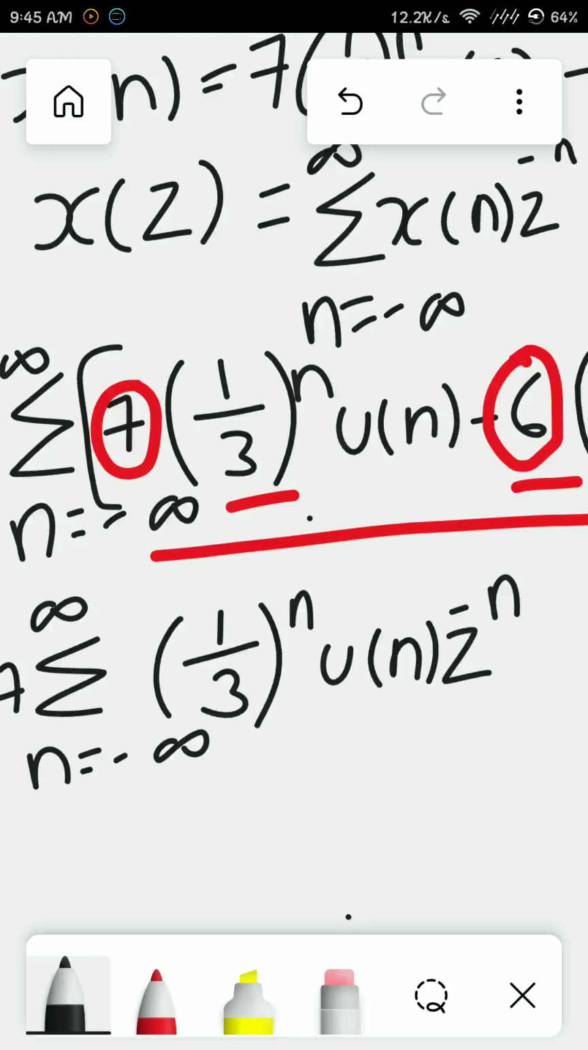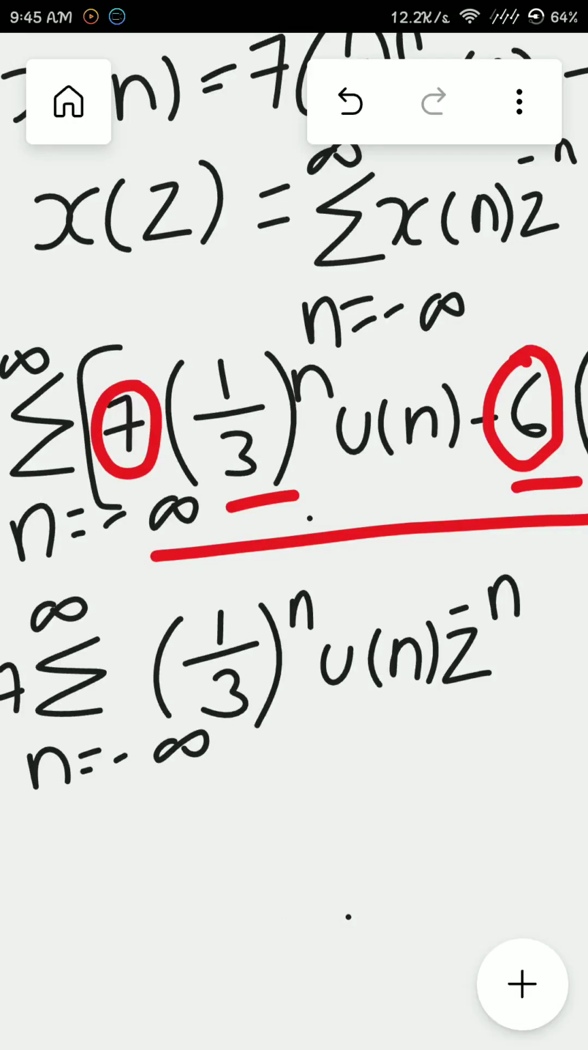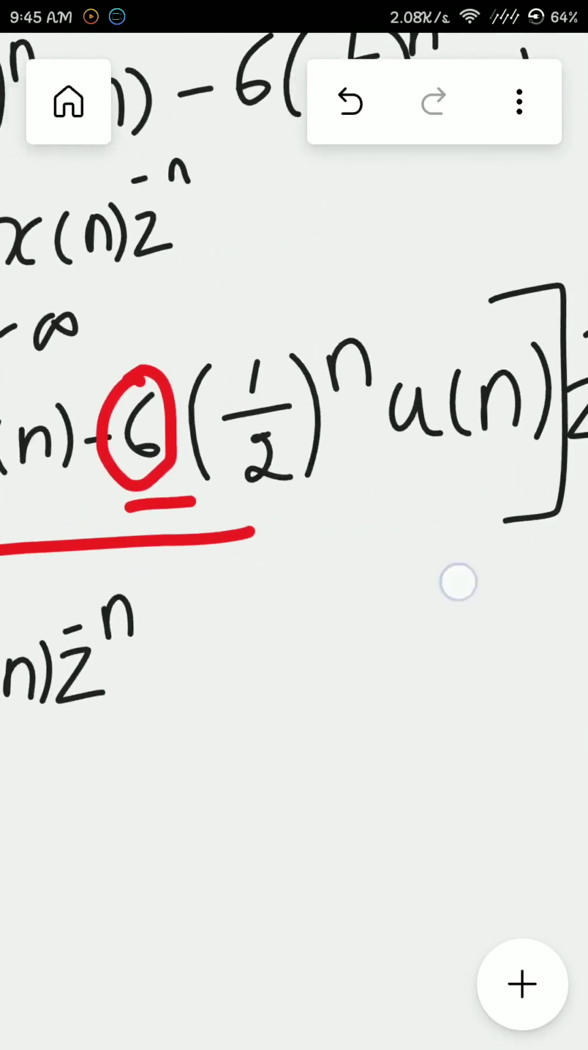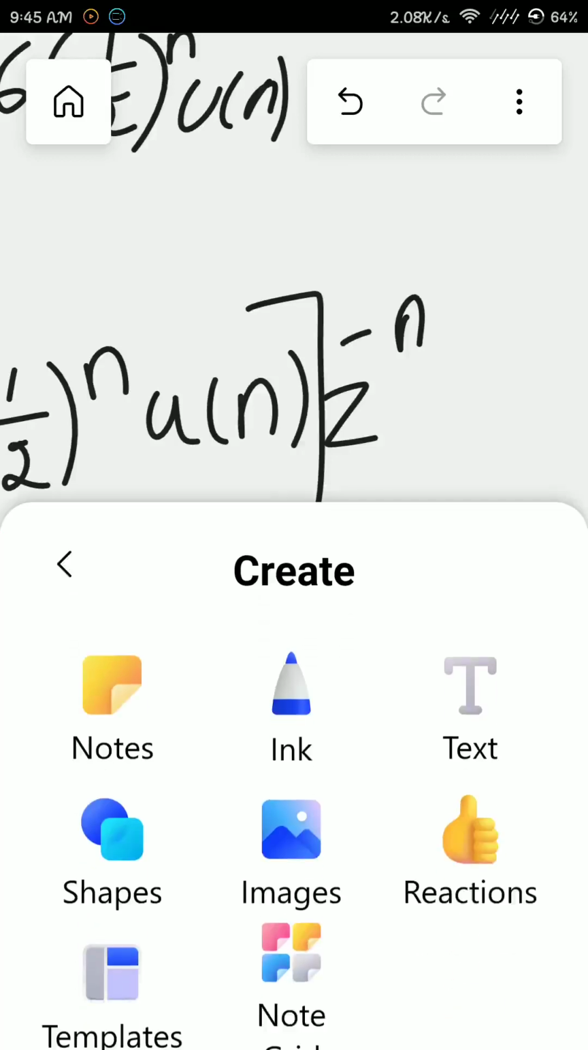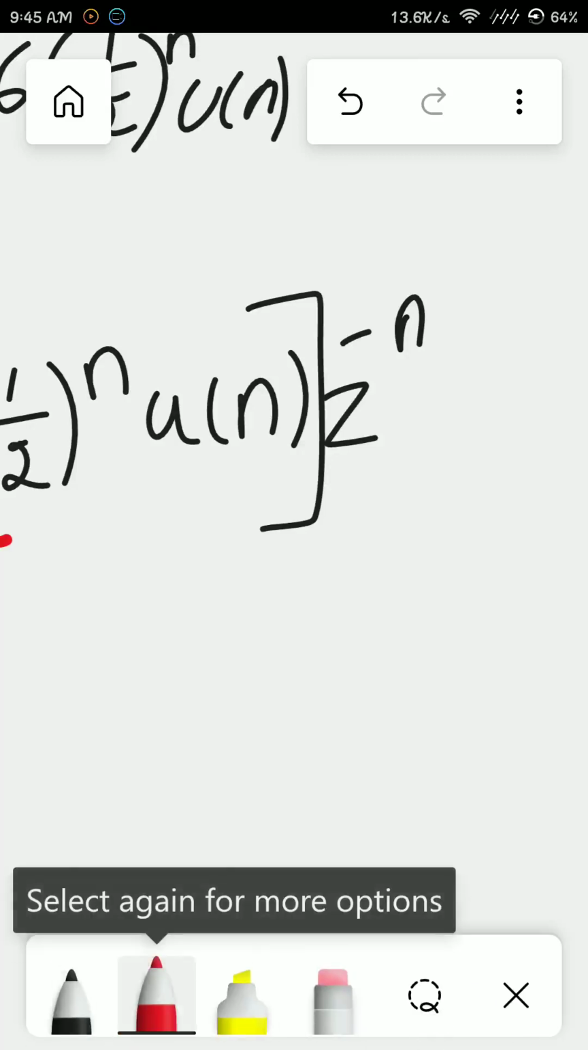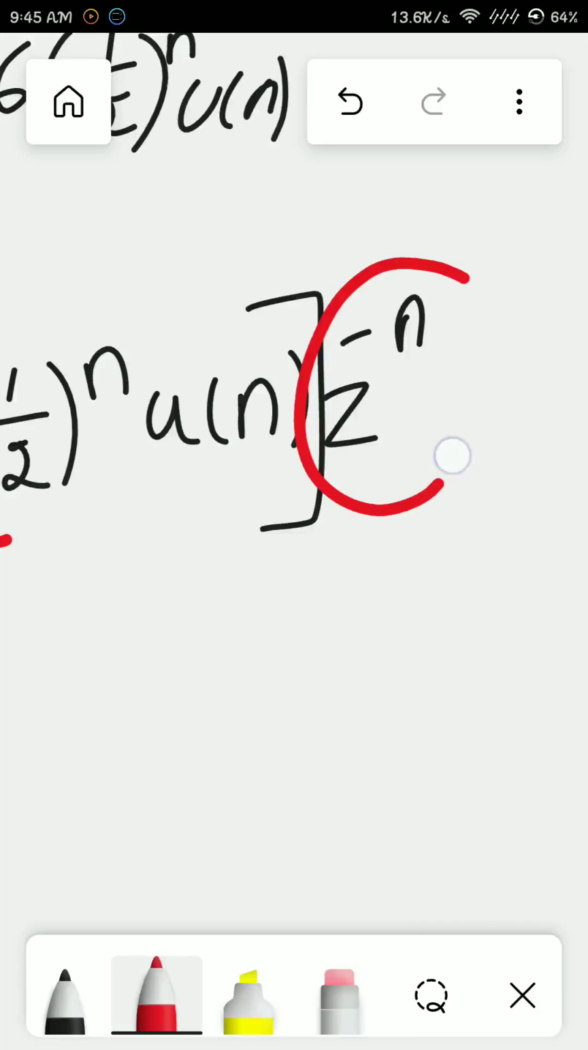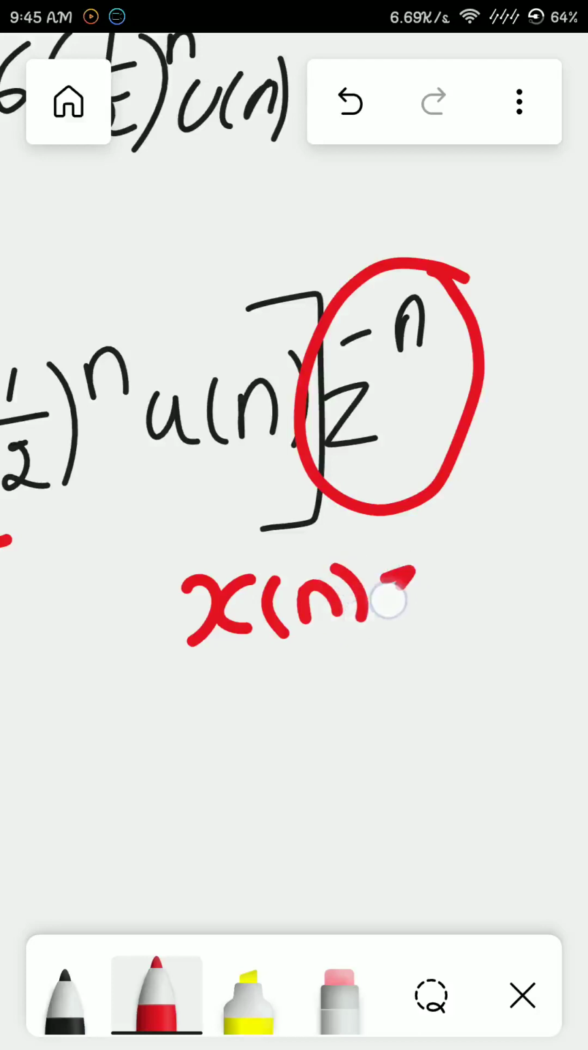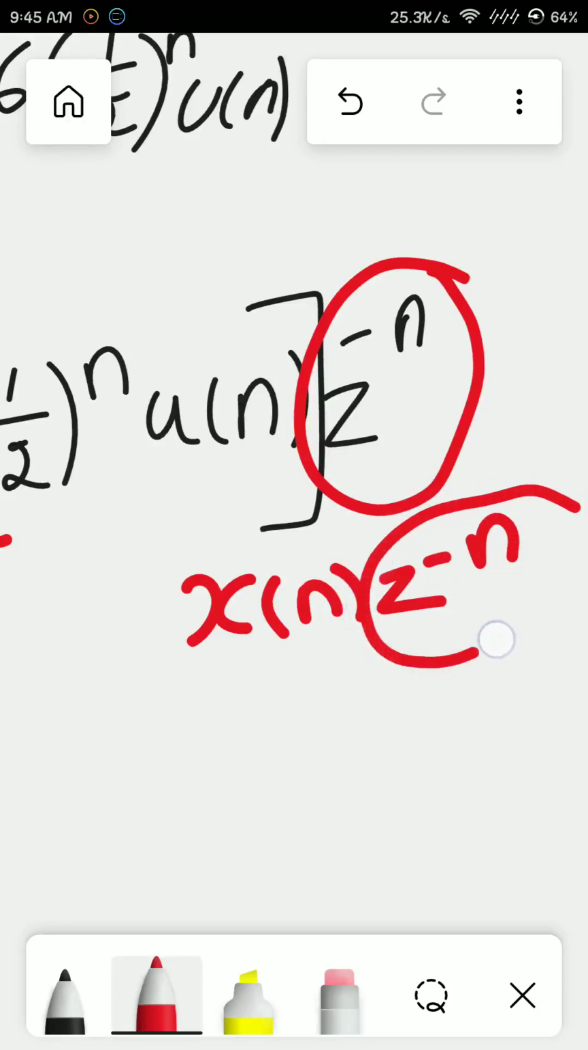Where was this z to the power of minus n? See here, it was over here. The question is x of n into z to the power of minus n, so z to the power of minus n gets multiplied to the whole x of n. In the case of x of n, you had two terms.